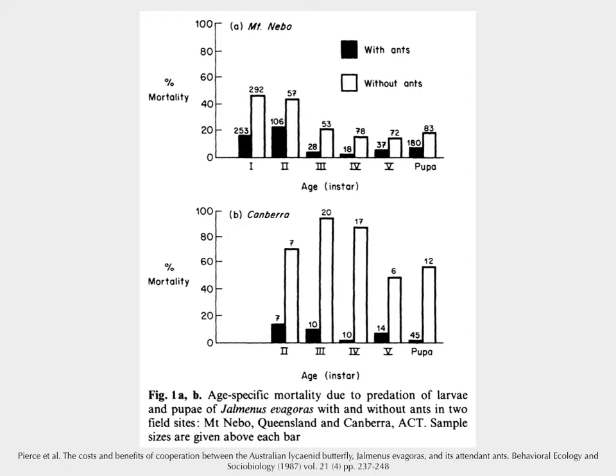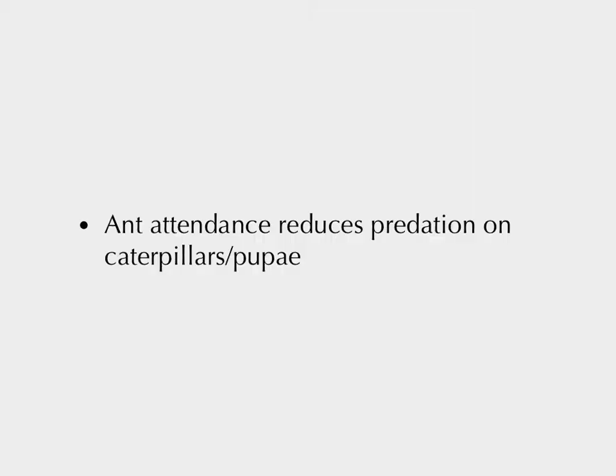Right, they do better when the ants are present. Does it mean the ants aren't eating them? Not necessarily. Most likely the ants aren't doing a lot of predation, but they could still be eating them a bit, just keeping other predators from eating them more, right? But overall, it seems to be good in terms of caterpillar survival to have the ants there. Right? That makes sense. Okay. So ant tending reduces predation on caterpillars or pupae. Good.